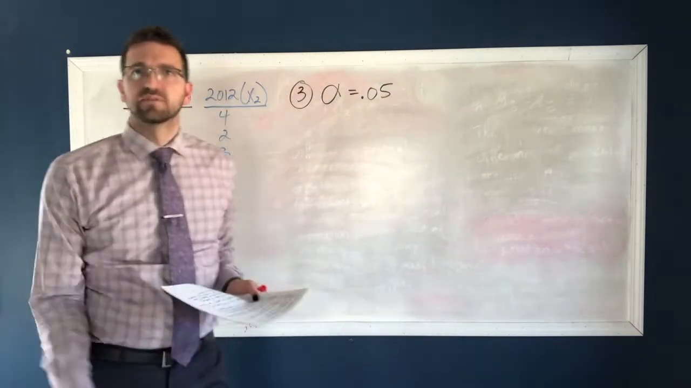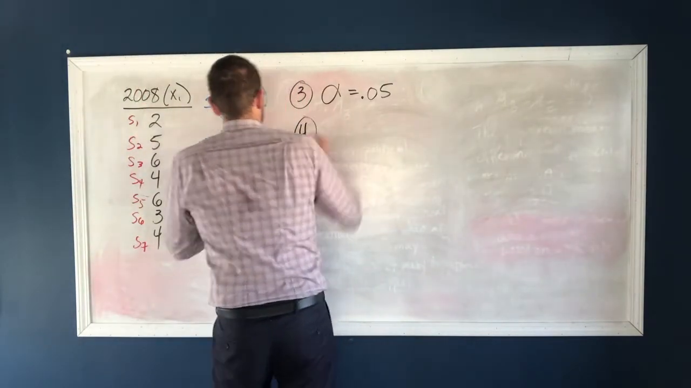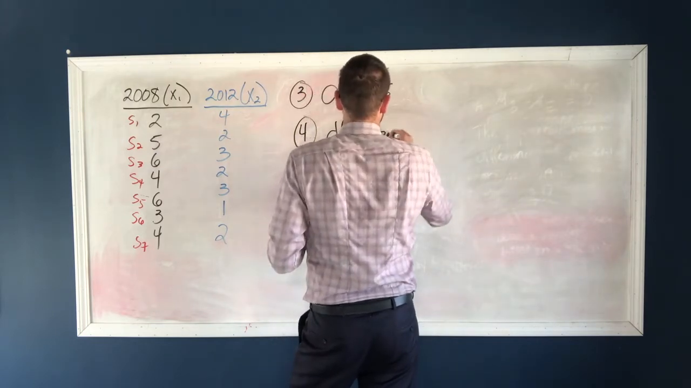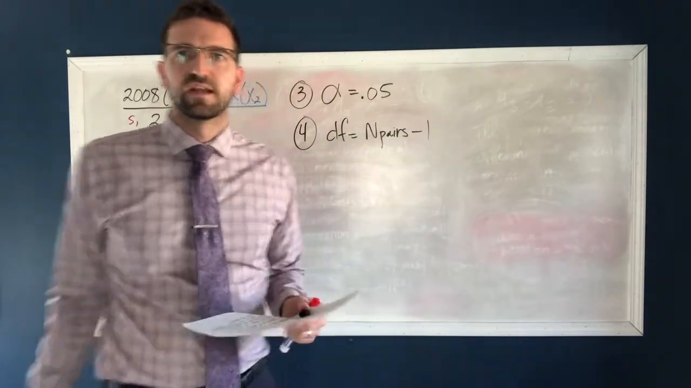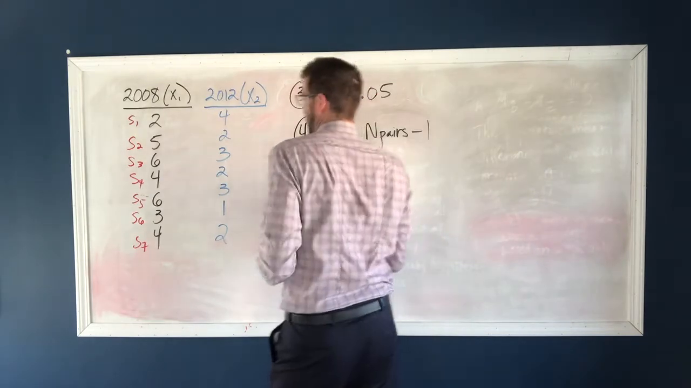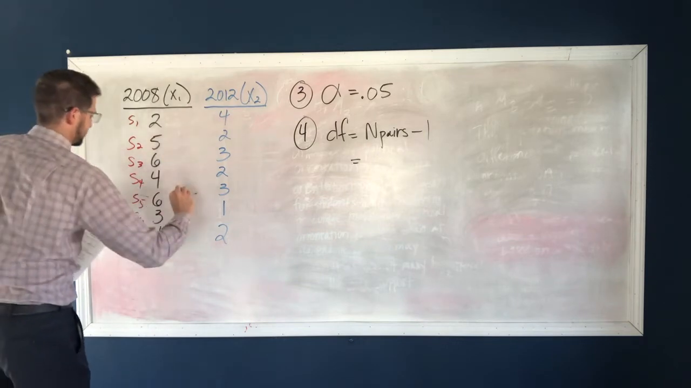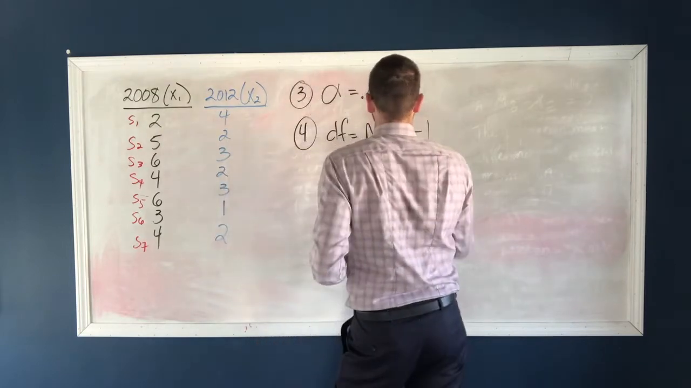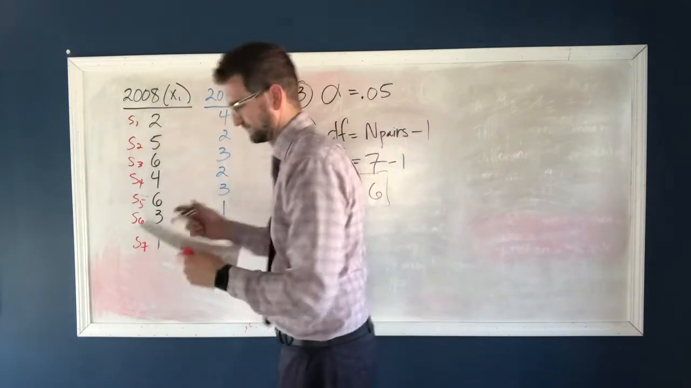Step 3, as always, we're selecting our alpha. Our alpha is always 0.05. Step 4. Degrees of freedom, n pairs minus 1. How many pairs? 1 pair, 2, 3, 4, 5, 6, 7. 7 pairs. So then our degrees of freedom are going to be 6.